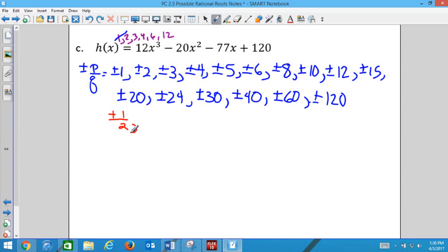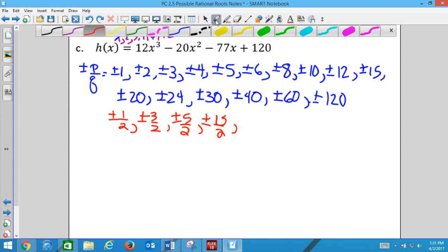Plus minus 3 over 2, we don't have that one up yet. Plus minus 4 over 2, I already have that one up. Plus minus 5 over 2, don't have that one yet. Plus minus 6 over 2, have that one. 8 over 2, yep. 10 over 2, yep, got that one. 12 over 2, yes. 15 over 2, nope, that one's new. 20 over 2, don't need that one. 24 over 2, 30 over 2, 40 over 2, 60 over, oh, is that it? Okay. So I'm done with all the 2s.